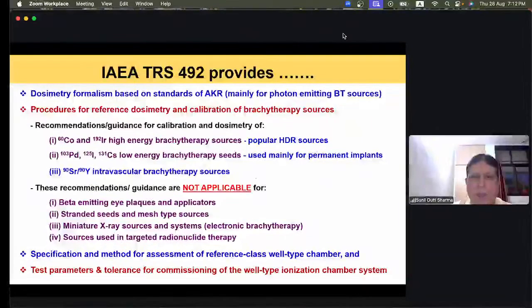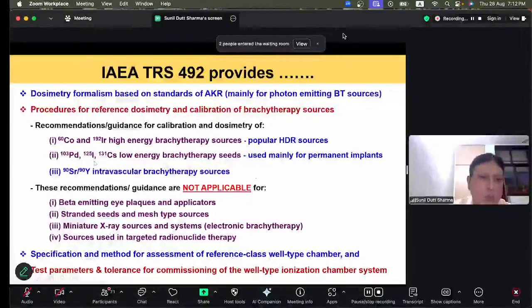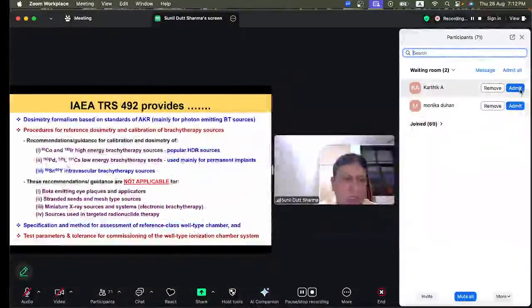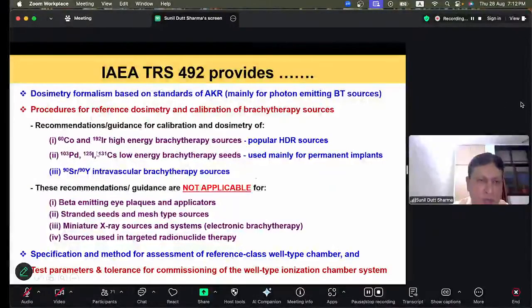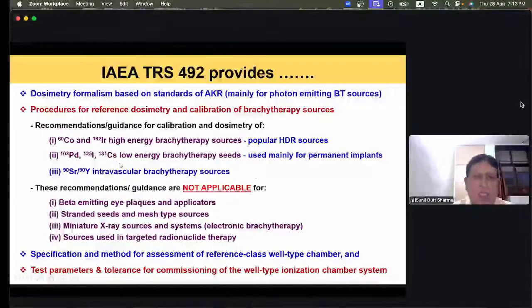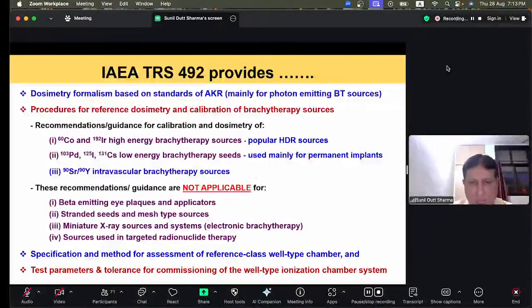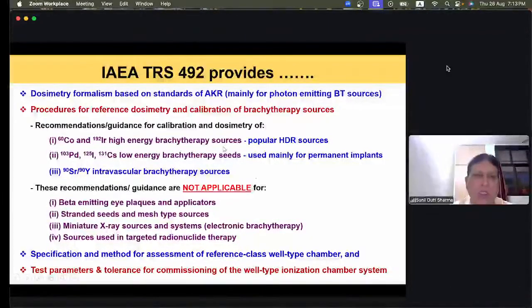Now, if we want to see case by case where these recommendations are applicable and where they are not applicable. For example, these recommendations of TRS 492 are applicable in case of cobalt-60 and iridium-192 high dose rate and high energy brachytherapy sources. This is also applicable for calibration and dosimetry of palladium-103, which is a low energy gamma emitter, iodine-125, which is also a low energy gamma emitter, cesium-137, which is also a low energy gamma emitter. Here also we can use these recommendations provided by IAEA.